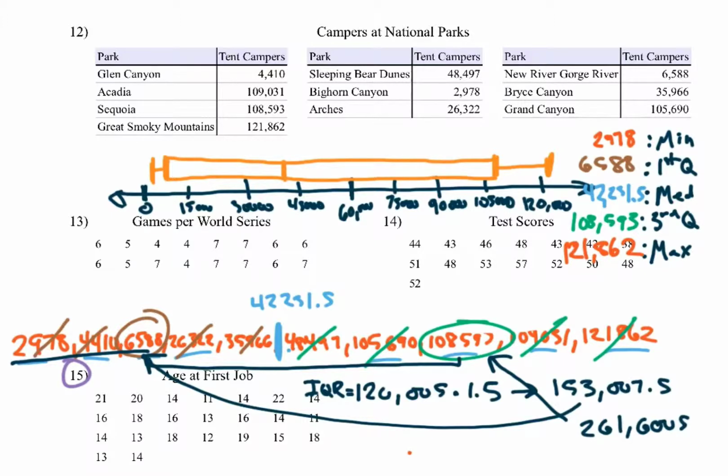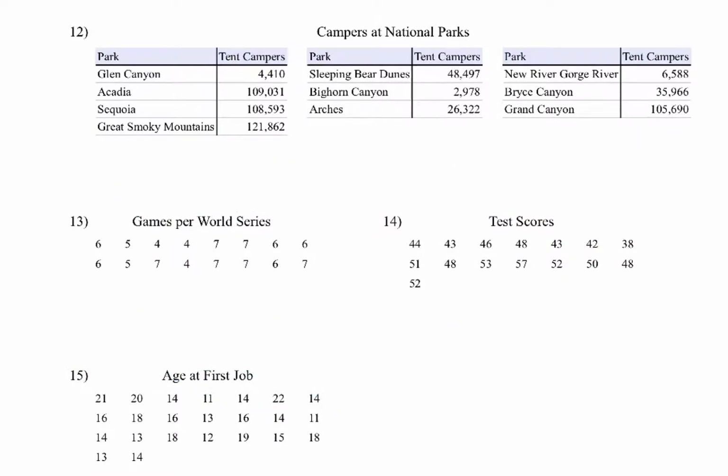So, quite a bit of work involved with it, but there we go. On these ones with bigger numbers, it can be a little bit trickier too. Maybe these ones with fewer numbers won't be so bad. All right, so number 13, games per World Series.